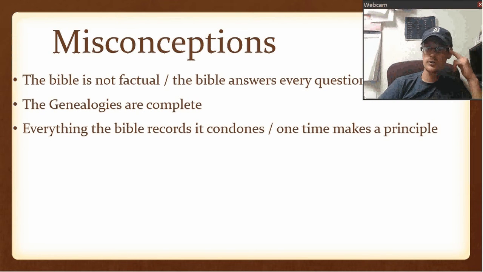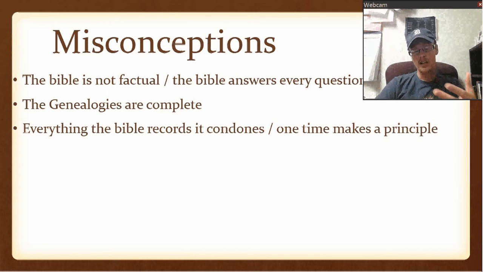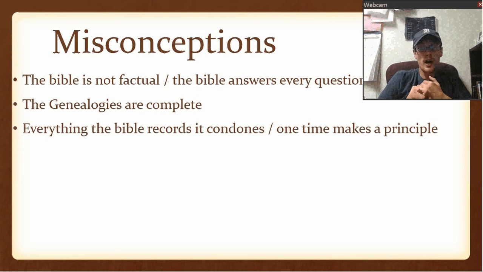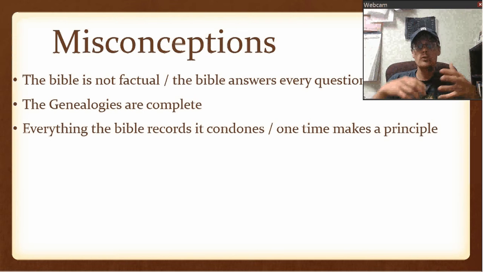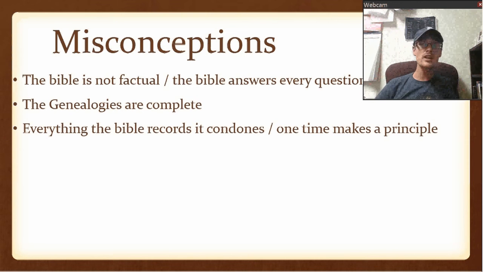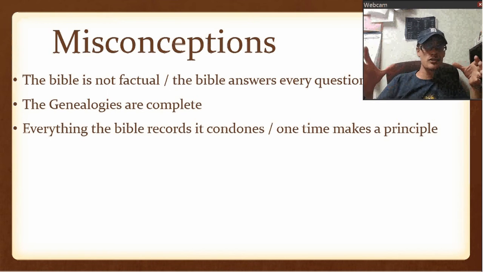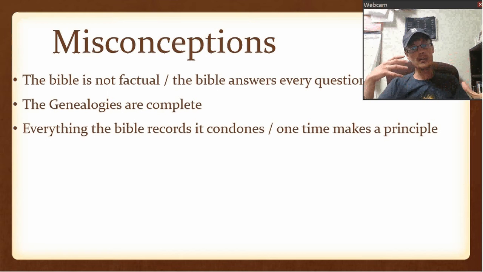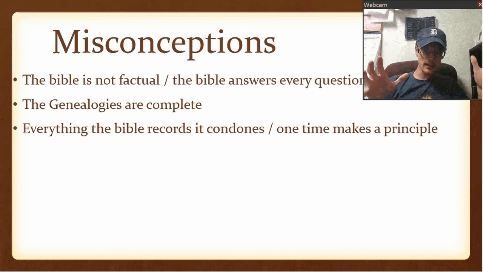Everything the Bible records, it condones. Once again, this is not true. The Bible records lots of things, like, for instance, people marrying multiple wives. That is not telling you should go marry multiple wives. It's saying what those people did. And then it teaches you lessons through that. You know what I mean? Like when you're watching a kid's show and the main character will do something, and then by the end of the show, they kind of explain, like, maybe this is so to teach you not to lie. It's kind of like that.